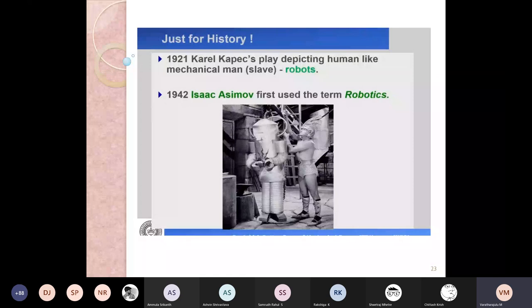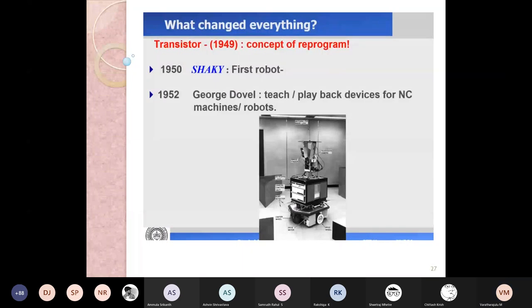And Unimate during 1960, and die casting was done by the Unimate robot during 1961. Shakey robot was introduced during the 1950s, which can move around and do its work. And it was the first robot, that is, Shakey is the first robot. And during 1971, the Stanford Arm, a small electrically powered robot arm, was developed at Stanford University, and it was titled Stanford Arm. And the evolution goes on.